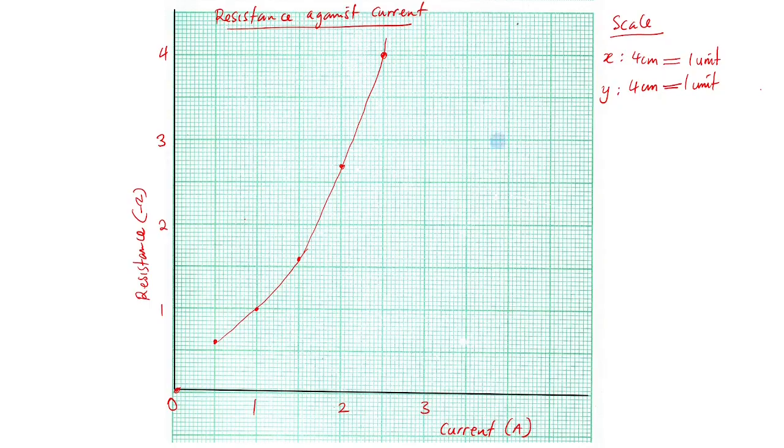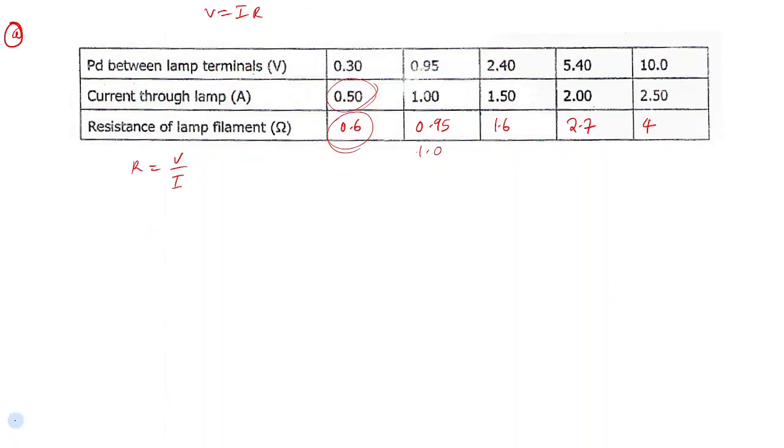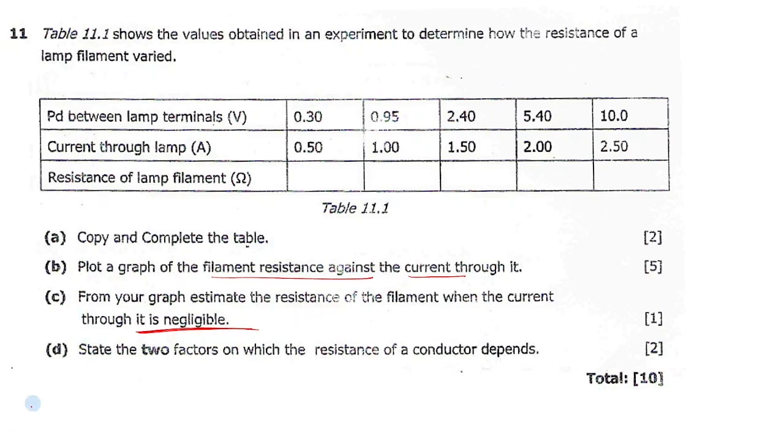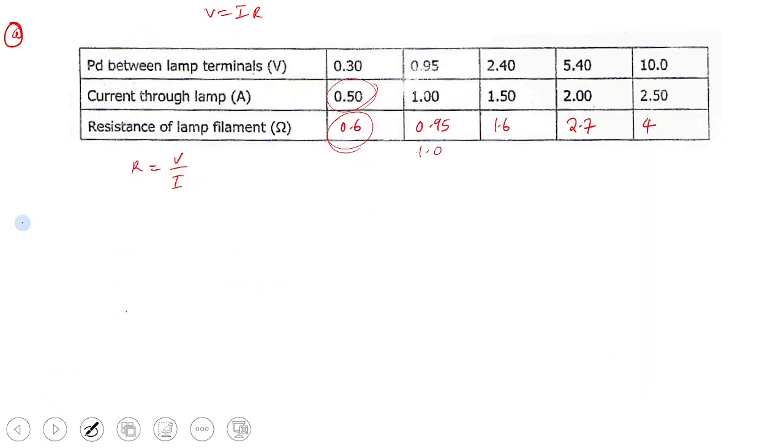So here, I'll come and answer it from here. This is part C. So when the current is negligible, meaning the current is 0, then you say the resistance also is going to be 0 ohms. Okay, that's what it means by negligible.